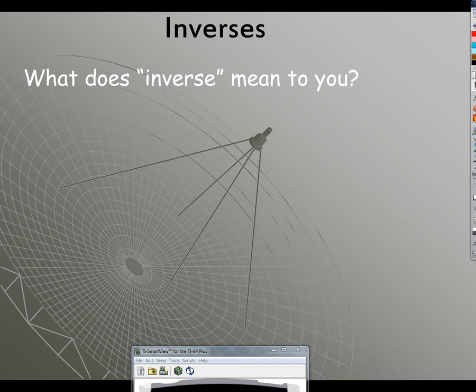Okay, so what does an inverse mean in a math sense? What's the inverse of multiplication? Yeah, division, right? In math, when we talk about inverse things, there are things that undo each other. So multiplication and division undo each other, right?